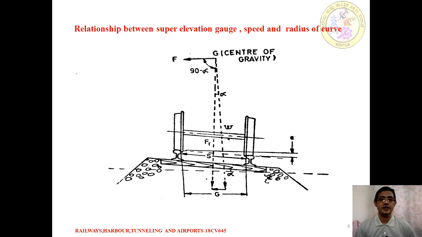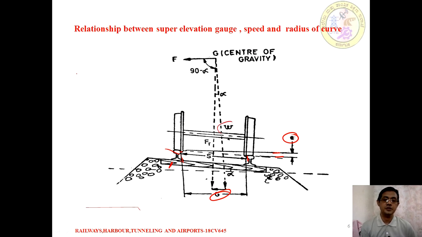We are going to have a relation between the super elevation with respect to the gauge, speed and radius of the curve. To analyze this, the geometry is like this. Try to have a glance over this. This is once again the sleeper section, the rails and the wheel flanges. As the outer edge is raised with respect to the inner edge, this numerical difference is the super elevation, and a gauge is provided from the center line of outer rail to the center line of the inner rail. That is the gauge, represented by G.